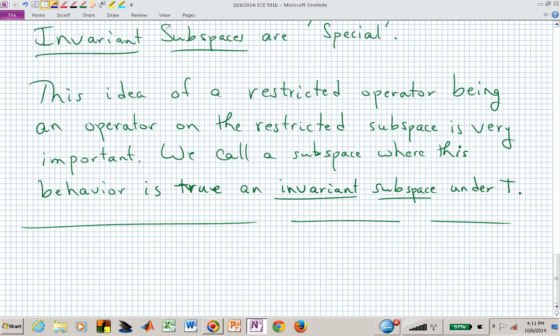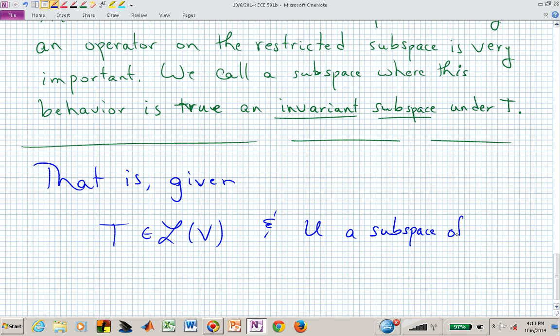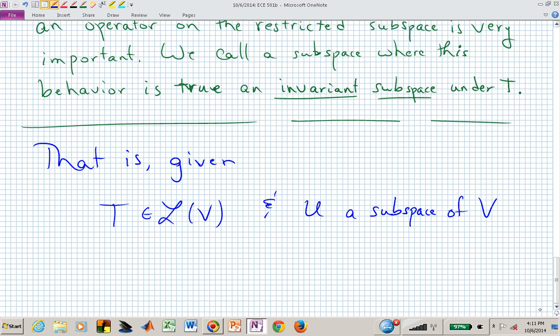Let's see if we can look at that in a different way. Suppose we are given a linear operator T, and that's how we denote a linear operator. We say this linear map belongs to this linear set that has a domain and a codomain that are the same. And let's suppose that we are given U, a subspace of the vector space capital V.